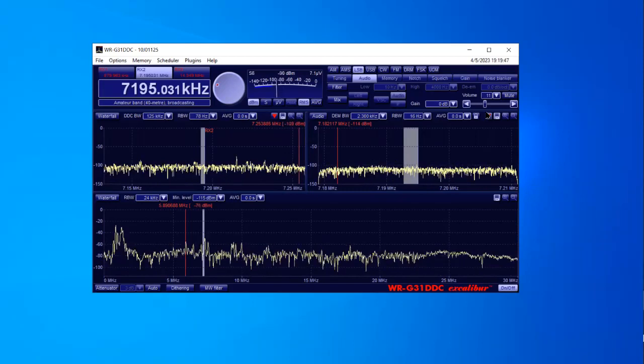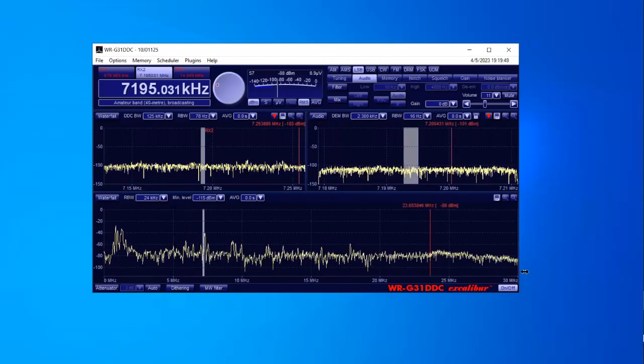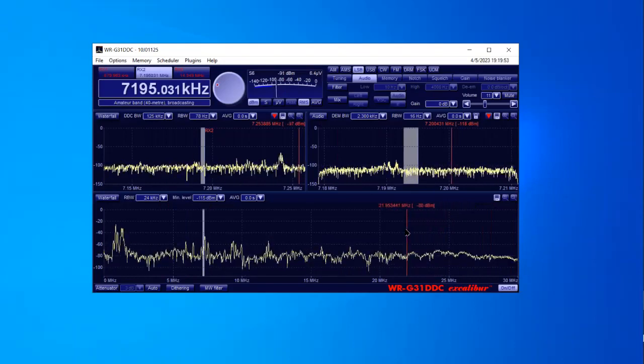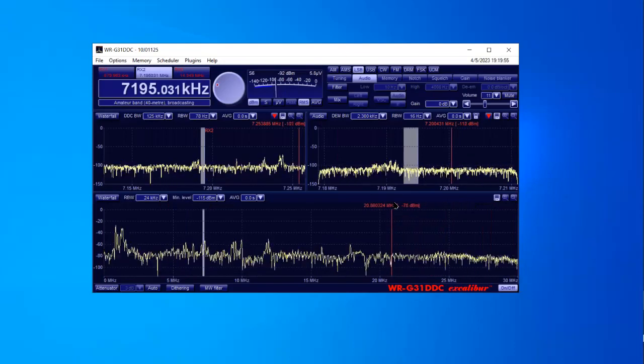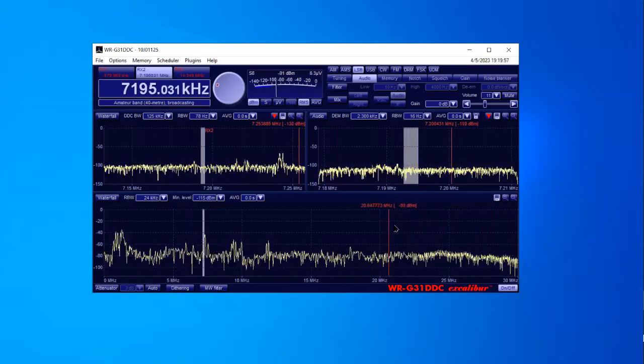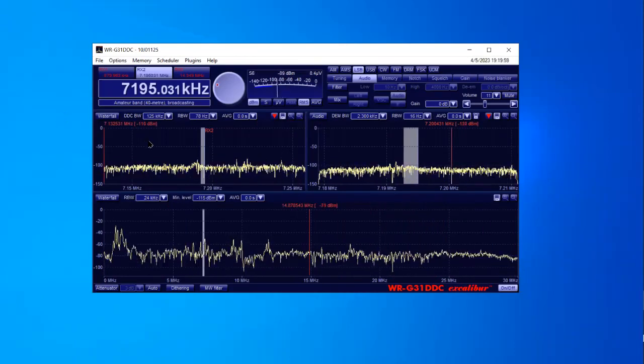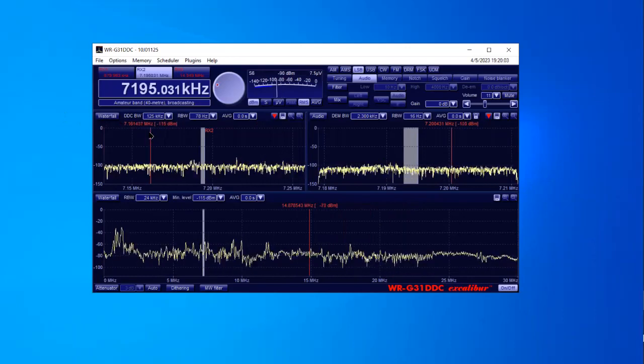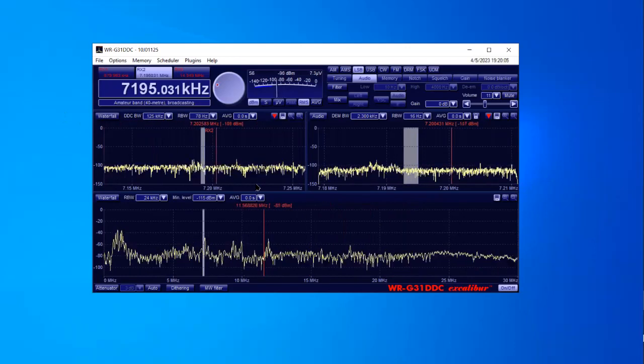And the point in the presentation was that all of your power is focused in that one part of that one sideband, whether it's upper or lower, instead of being spread out over twice that much of the band.